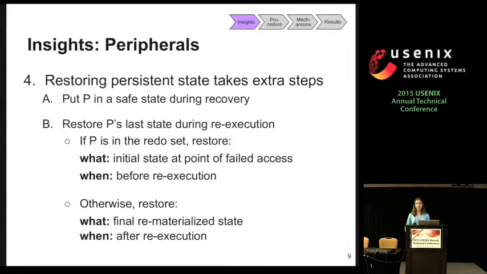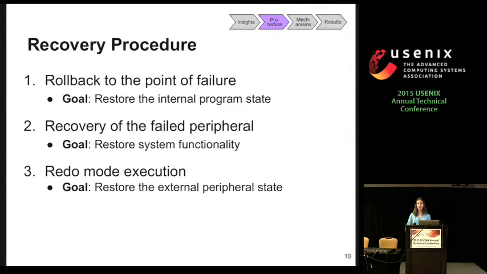And that way, at the end of redo mode, we can simply restore for it the final value that was rematerialized for it during re-execution, and it will be in the correct state going forward. So altogether, these insights motivated the three-step process that Phoenix uses to recover. It first rolls back the internal program state to the point of failure, so that all of the variables in the programmer's code are restored to the appropriate state. It then recovers the peripheral that failed, possibly by resetting it or swapping in a hot spare. And finally, it performs this redo mode execution process that I've described, in which it rematerializes or re-executes peripheral accesses on an individual peripheral access basis. That way, it ensures that all of the external peripheral state is in the appropriate state.